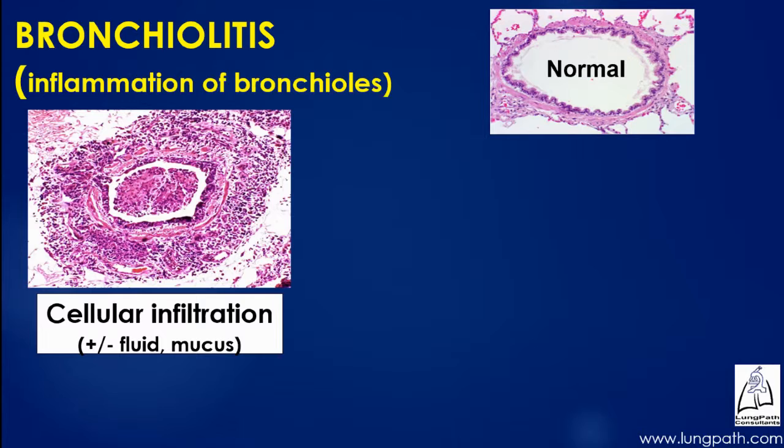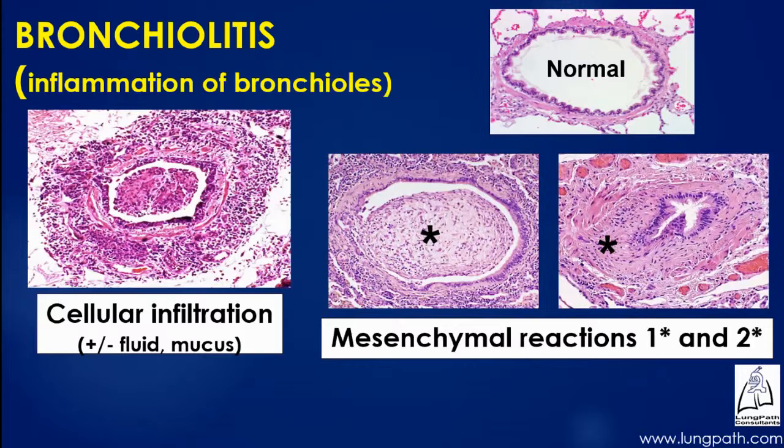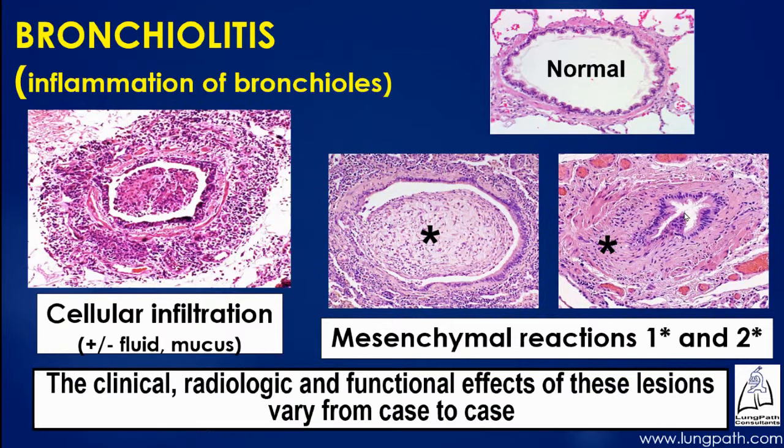Well, as in any inflammatory process, in addition to a cellular reaction, there can be a mesenchymal reaction, a fibroblastic reaction, and that fibroblastic reaction may be an intraluminal polyp, as you see here on the left, typical of an organizing pneumonia type situation, or the scarring can be between the smooth muscle of the airway and the epithelium. And this is what I call constrictive bronchiolitis, and this is the kind that's typically associated with obstruction. The clinical, radiologic, and functional effects of these lesions are going to vary enormously, and I'll hopefully show you some examples of that.